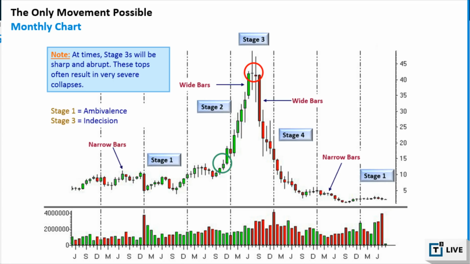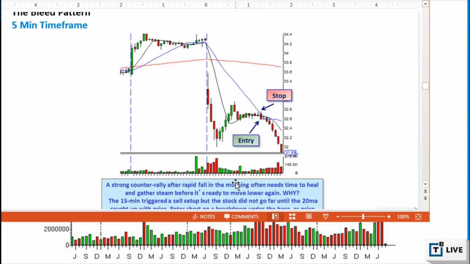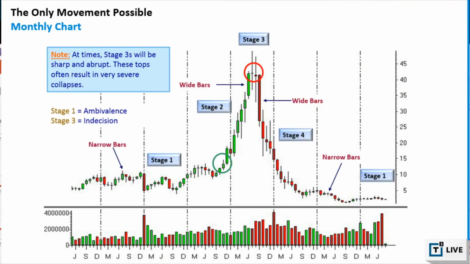All right. Now here's the four-stage cycle, the only movement possible on monthly charts. Why monthly charts? Do we not see the same cycle on intraday charts? Oh, sure, we do. But we were just talking about this, right? Here's this pattern. That's the cycle on the 15-minute chart, right? But on the monthly chart, it shows it better because it's very clear.